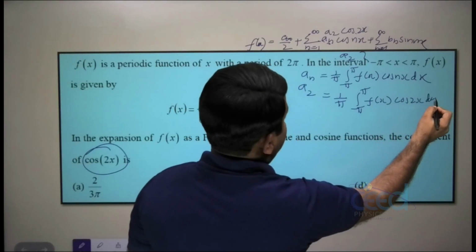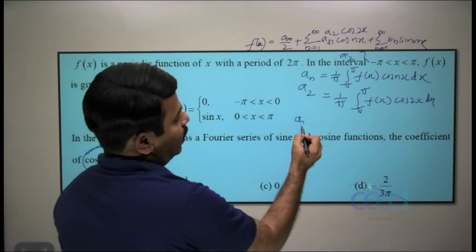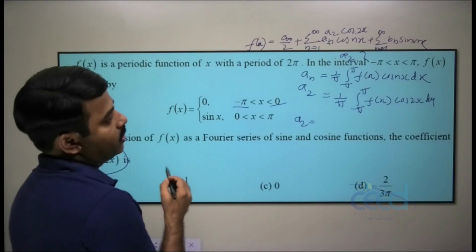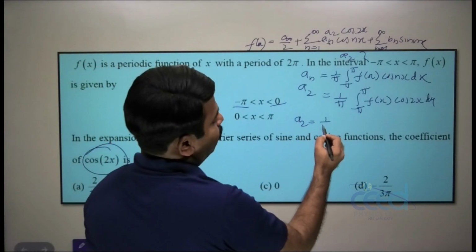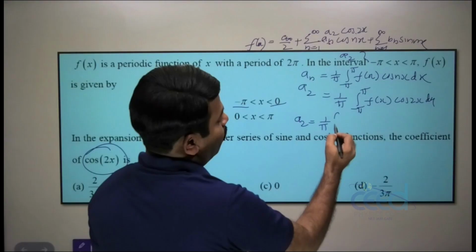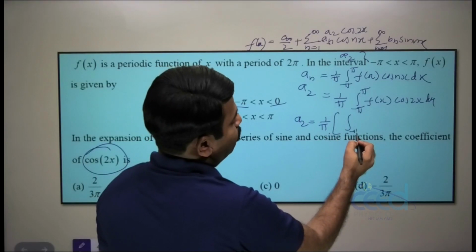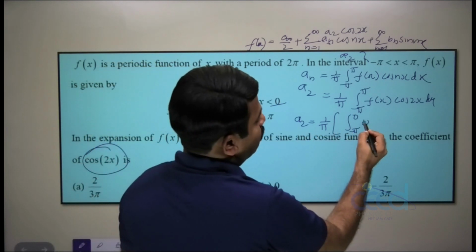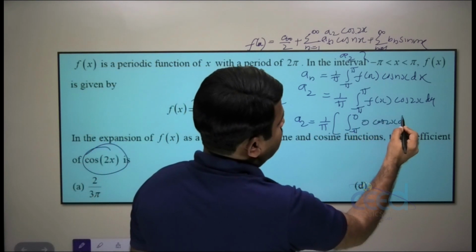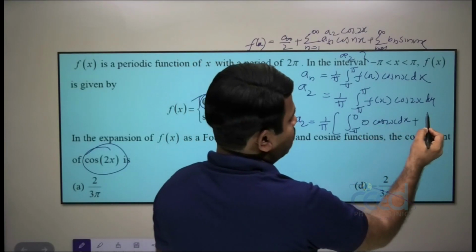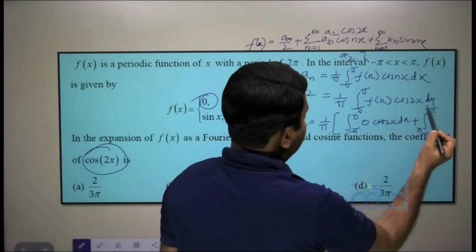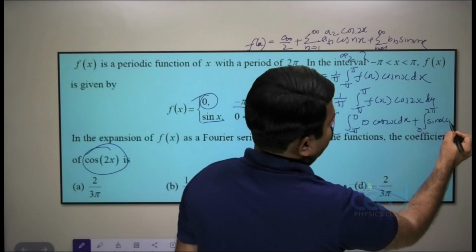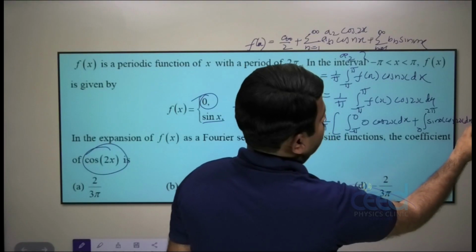Now we can split this. In the interval minus pi to 0, f of x is 0. So I can write this as 1 by pi integral minus pi to 0 of 0 times cos 2x dx, plus the next interval, integral 0 to pi, where f of x is sin x, so sin x cos 2x dx.